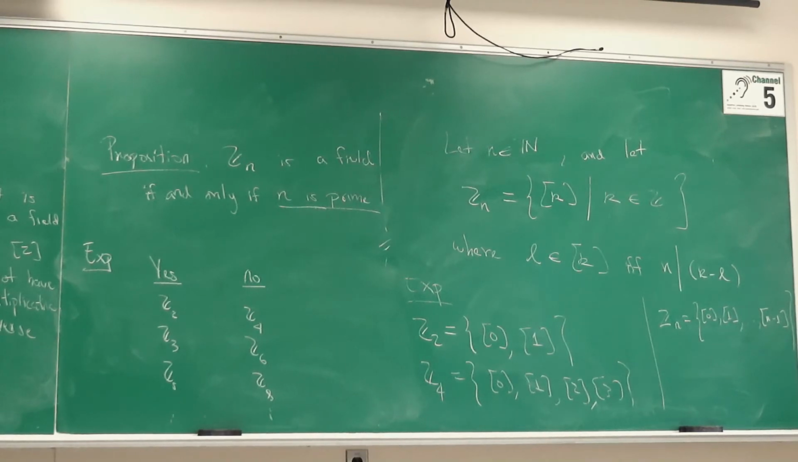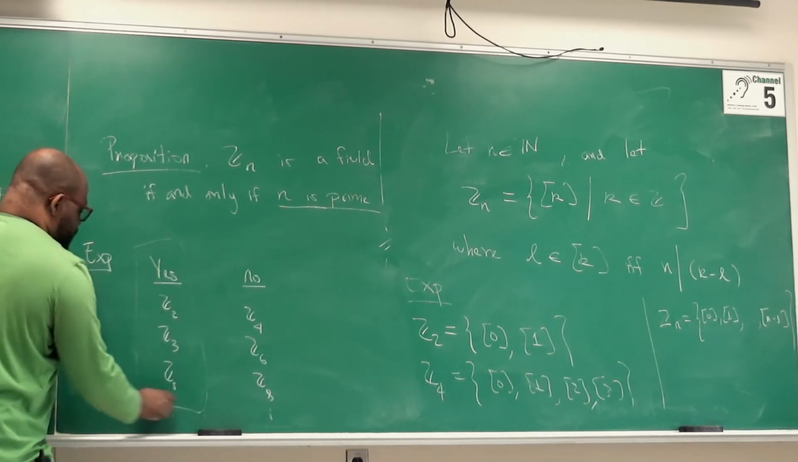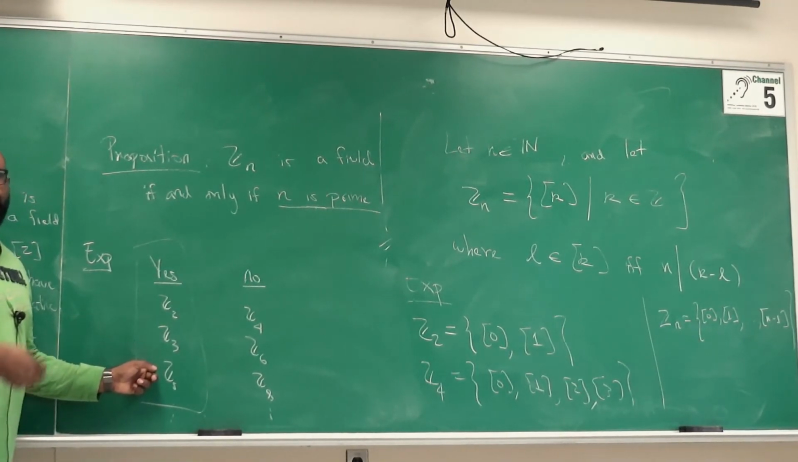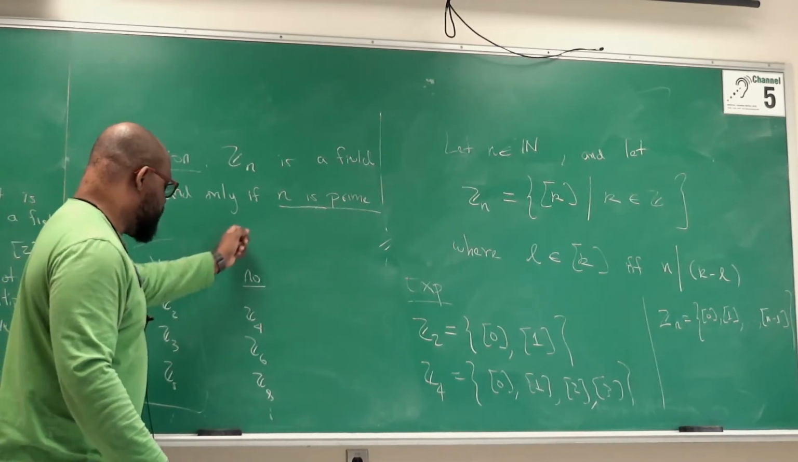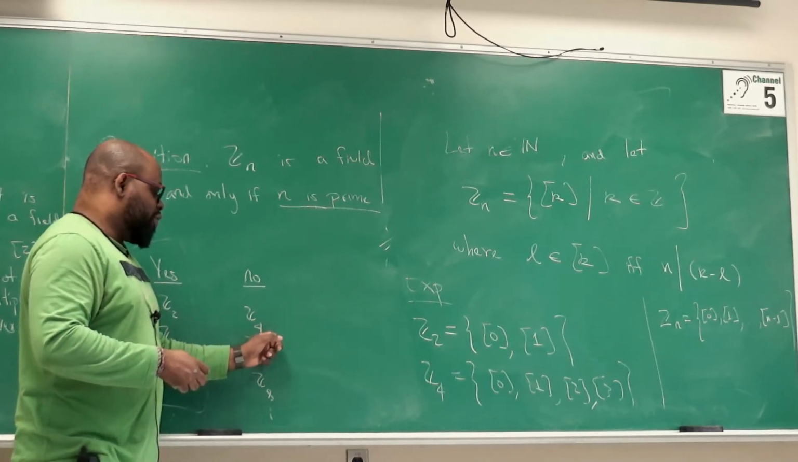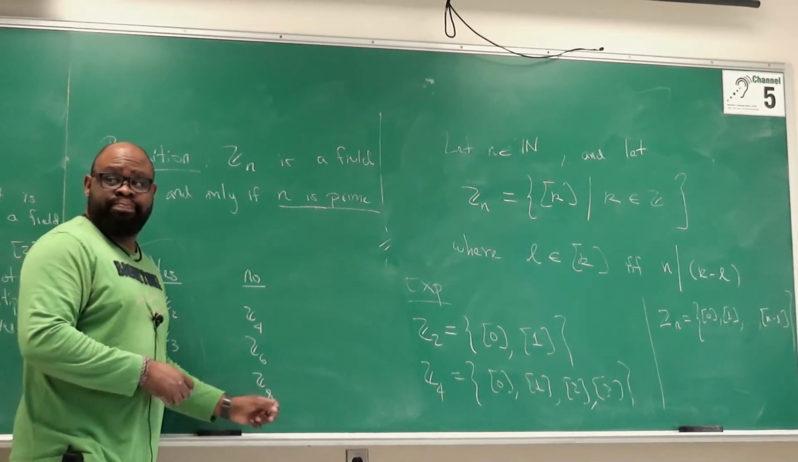Okay. So now we have a bunch of examples of things that are fields. We have the Z mod P's for P prime. We have the rationals, the reals, the complex. And we also have a bunch of examples of things that are not fields. The Z mod n's where n is not a prime, like 4, 6, 8, and so on. Okay?